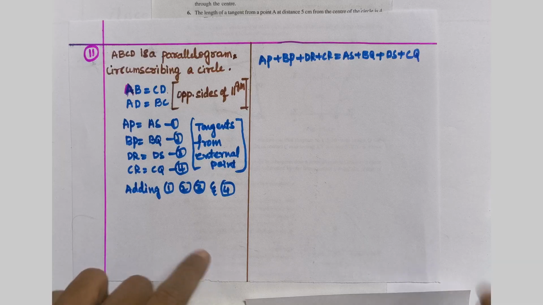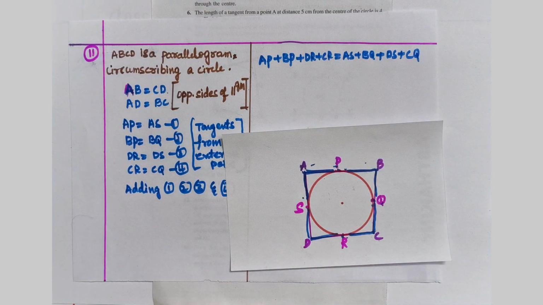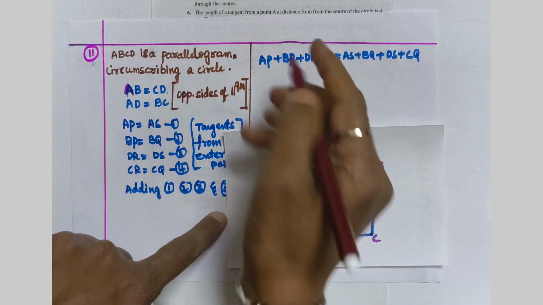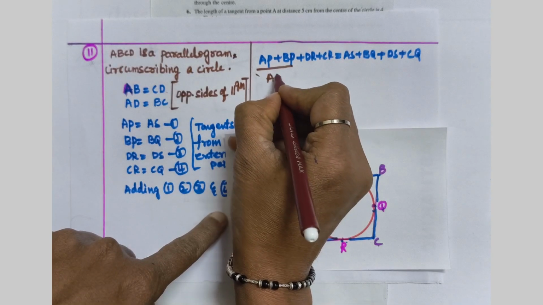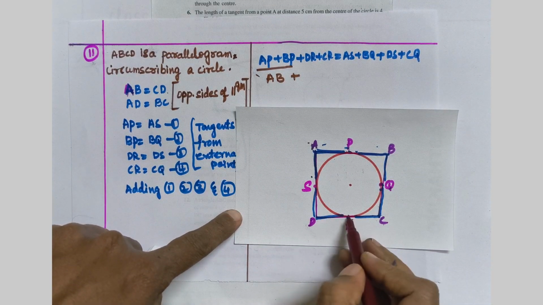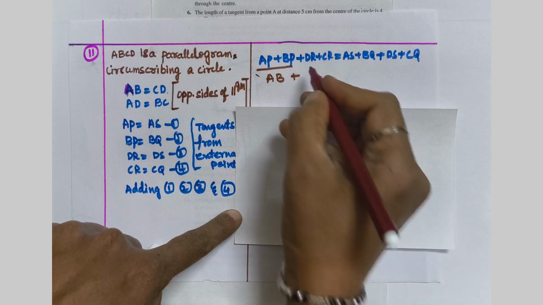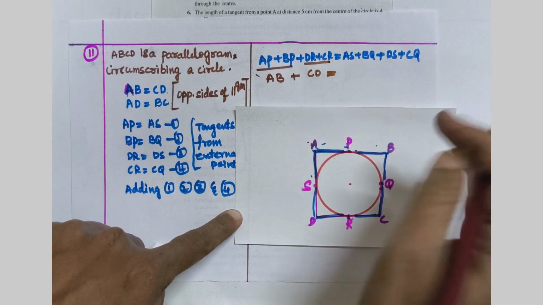AP, BP, see here, understand. AP plus BP is equal to what? AB. So these two added, what will you get? AB. Write it, AB. Plus DR, CR. What will you get? CD. Carefully add it. Is equal to.